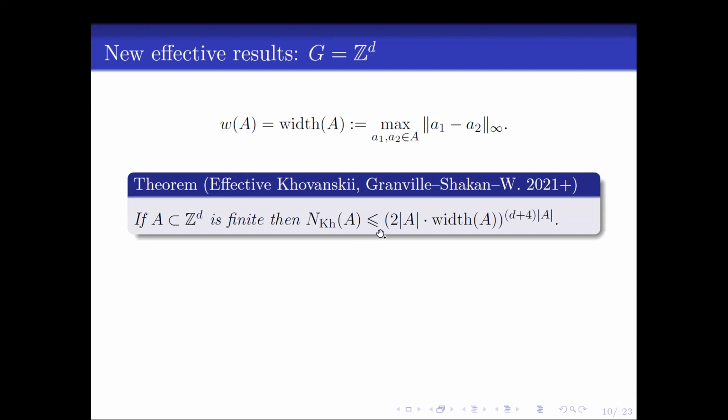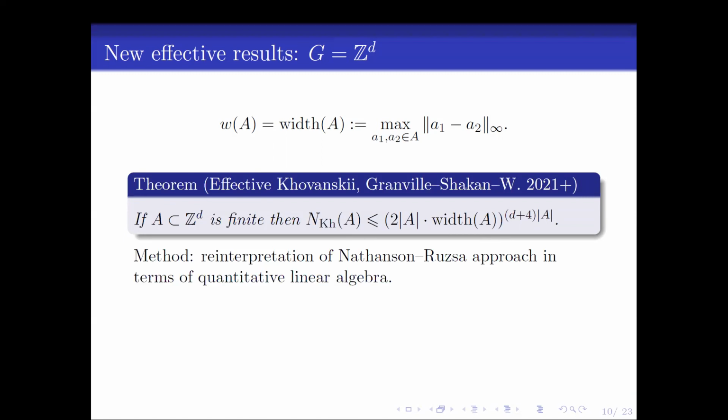The Khovansky threshold is at most this function: 2 times the size of A times the width of A, all to the power d plus 4, to the size of A. Now, we don't claim this is a tight bound, although it's not so far from lower bound examples, which show that the width of A to the d is at least necessary. But as I said, this is the first bound that's known universally over all sets A.